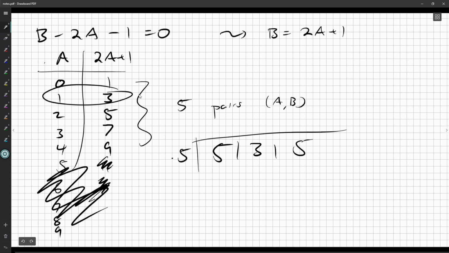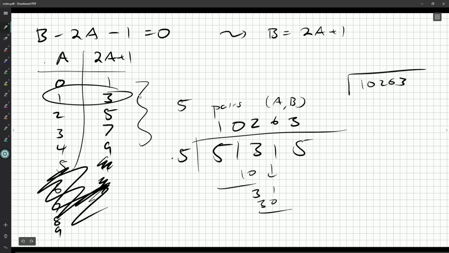All right, dividing it by 5, we'll get 1, 0, 2. We'll be left with 3, bring down the 30, so 6. And a 3 there. And then is this quotient divisible by 11? 99, 3, 6. Yeah. So it's divisible by 5 and 11, so it's divisible by 55.